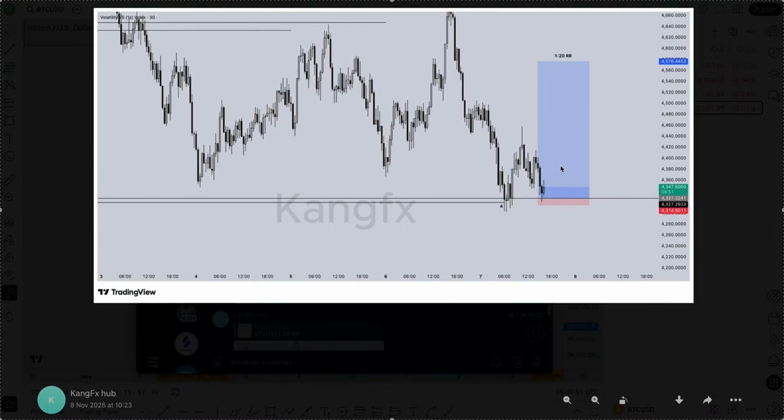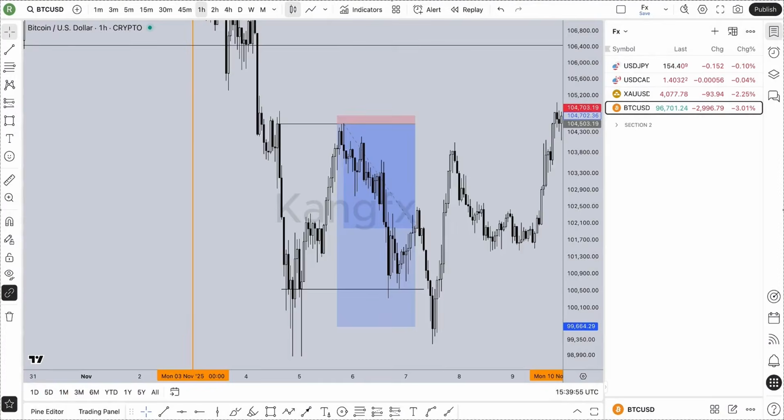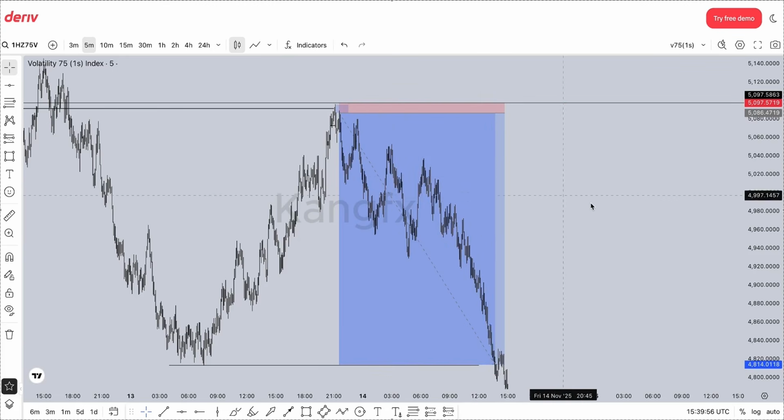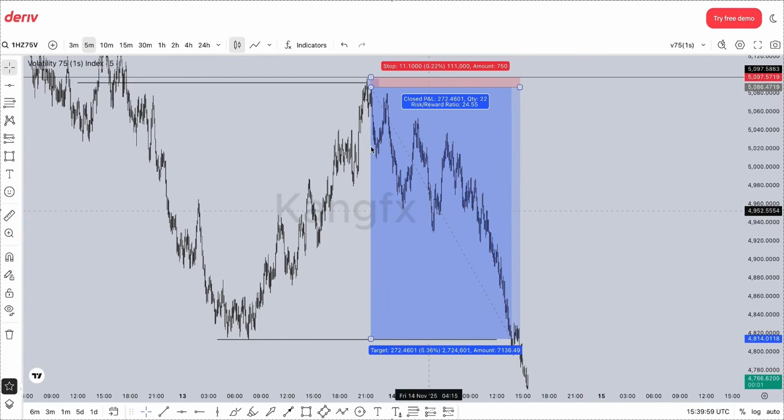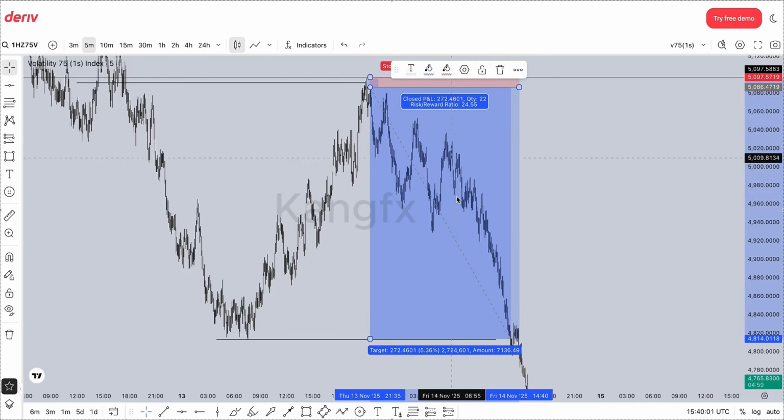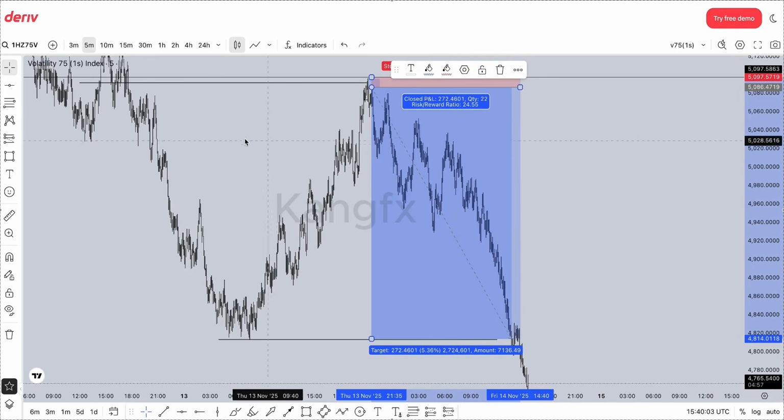V75 1S 1:20. You see the trade there. Then if I go to V75 1S, this is a current trade that gave us 1:24, a current trade. Well, let me clear this out.